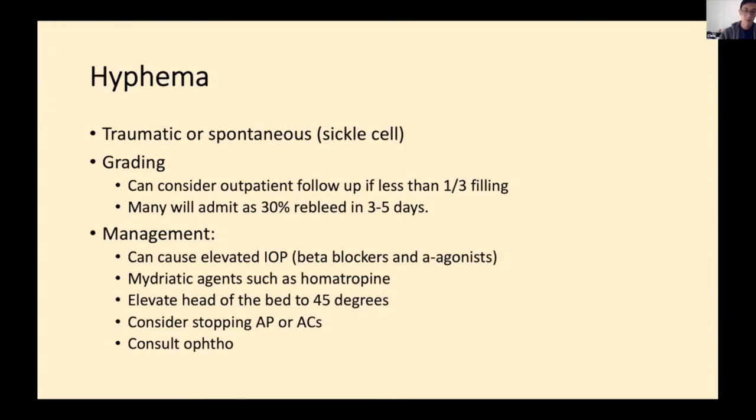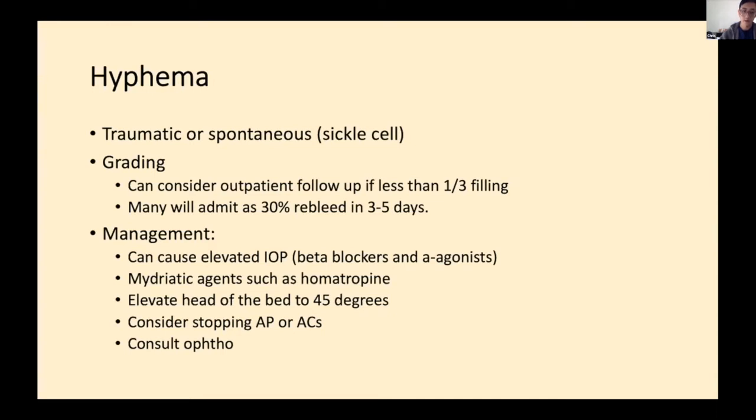In terms of management, if there is elevated intraocular pressure, you can consider treatments like beta blockers and alpha agonists, such as the treatments you use in acute angle closure glaucoma. Pilocarpine can also lower intraocular pressure, but it'll cause miosis because it's a cholinergic, and that can dilate the blood vessels and worsen the initial trauma.